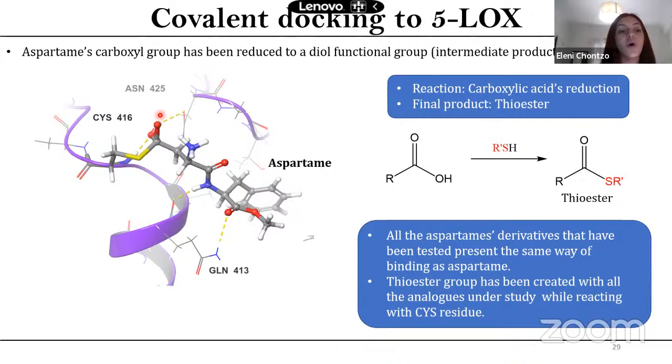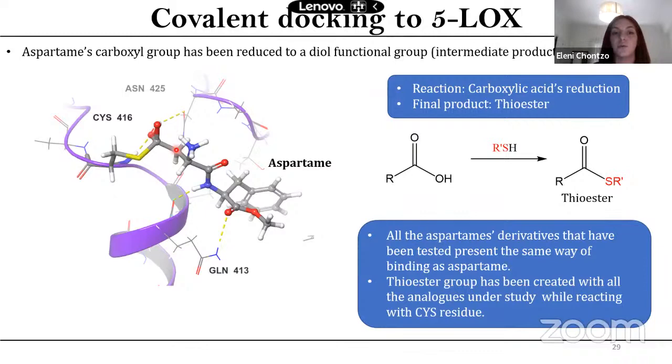So when we applied the same protocol for aspartame, it also binds to the thiol group of cysteine, and the reaction is a carboxylic acid reaction. And the final product is a thioester. All the derivatives that were tested reacted the same way as aspartame.